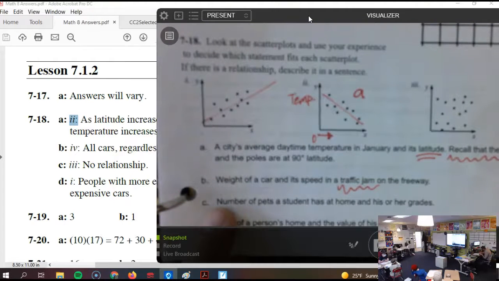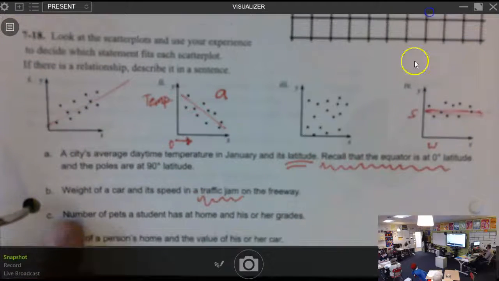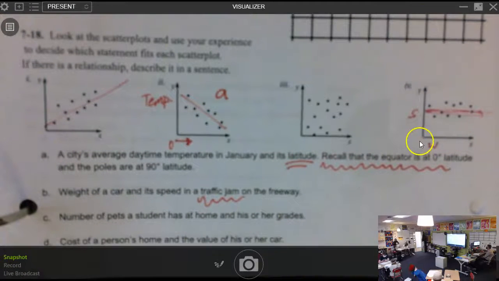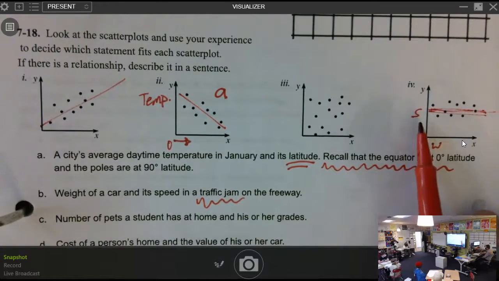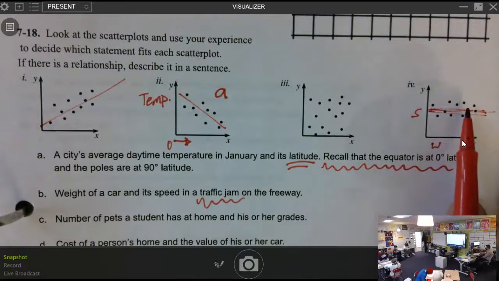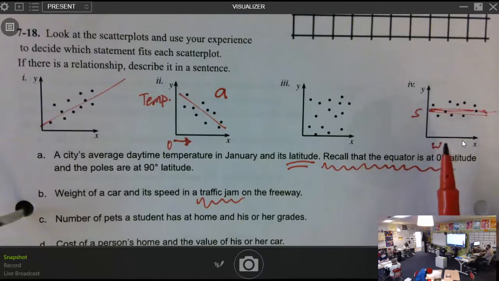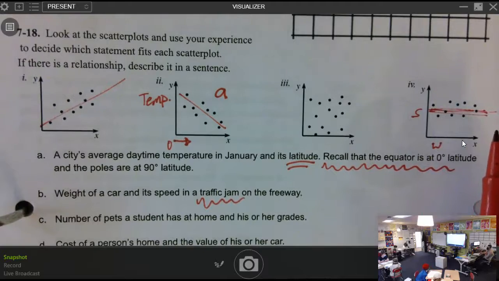Okay, thank you. So look at this. B goes to number 4 because weight would be the x-axis. Speed would be the y-axis. Guys, everybody in a traffic jam should be going relatively the same speed. So this is probably between 20 and 30 miles an hour, which feels really slow when you're on the highway.